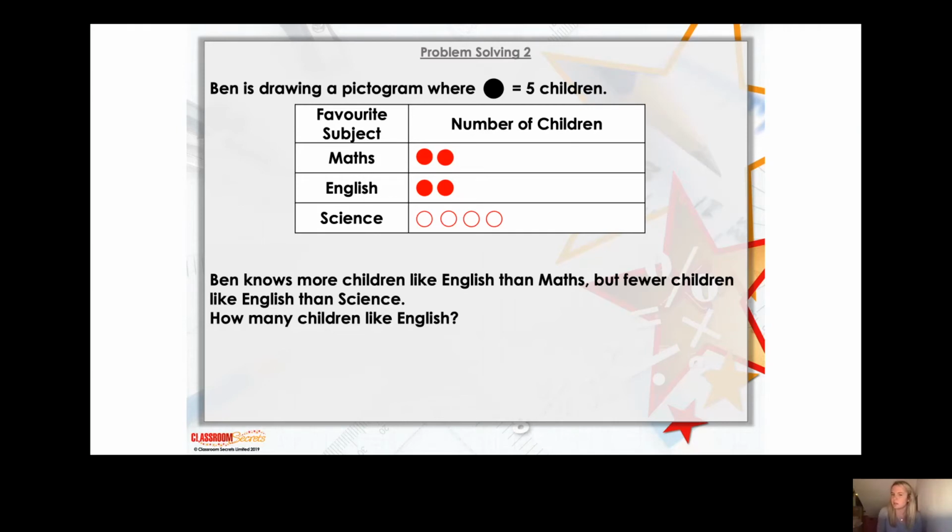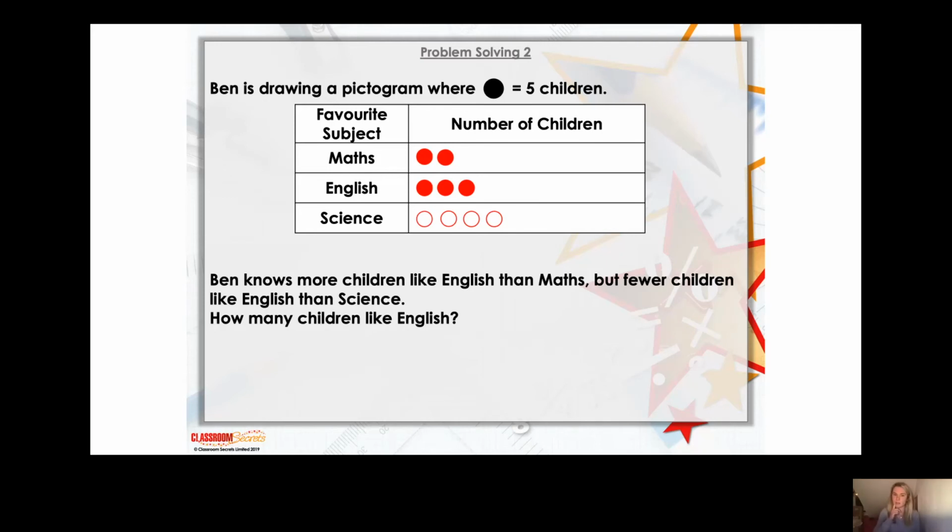What would we need to do to English now? Could you pause the video and have a think? Okay. So we wouldn't be able to have 2 circles, 2 pictures for both maths and English because we know that English is more popular than maths, and at the moment they're equal. So we would need to add another circle to English to give us 3 circles. So that means that 10 children like maths because 5 is the first circle and 10 is the second. And we know that 15 children like English because the first circle is 5, the second circle is 10, and the third circle is 15.